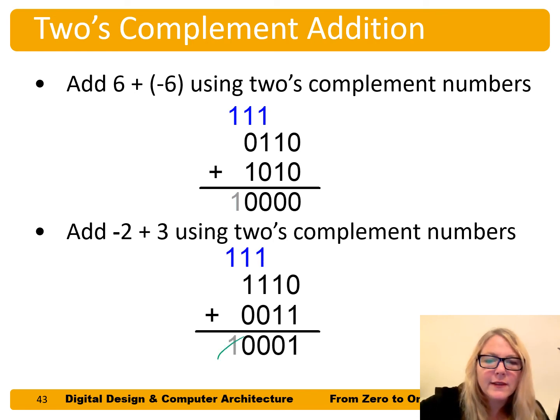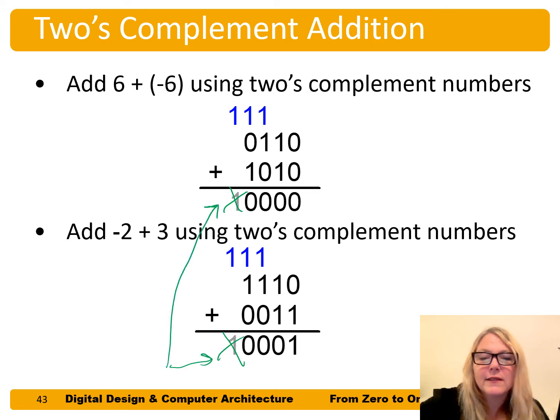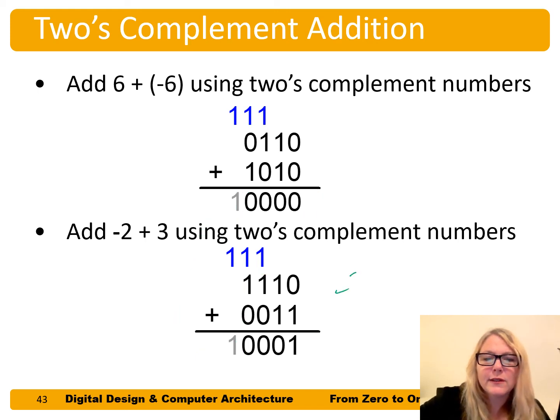So remember, for 2's complement addition, the carry out of the most significant bit means absolutely nothing, so we just ignore it. And remember, 4-bit addition, 4-bit results. If we had 8-bit addition, we would have an 8-bit result, not a 9-bit result. And so these work out as we expected: -2 plus 3 is 1, and 6 plus -6 is 0.